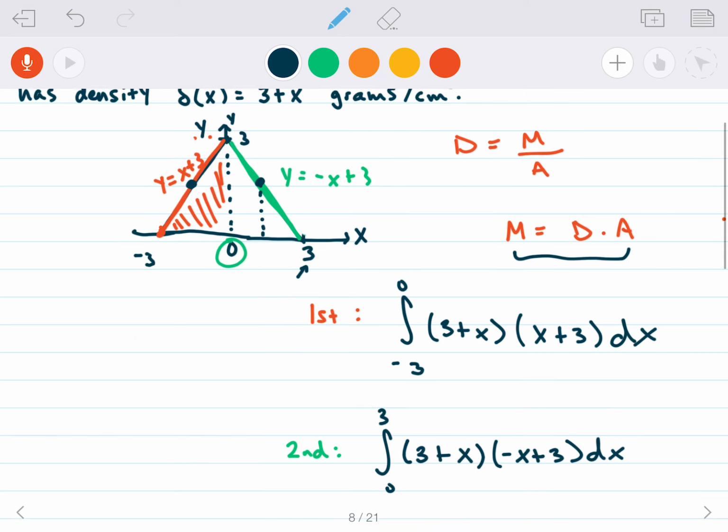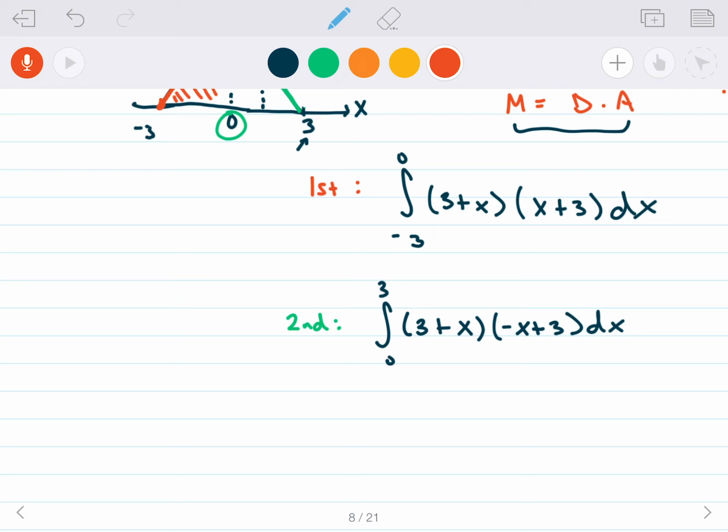All right, so let's go ahead and do this. Let's do the first one. So here, if we FOIL this thing out, this is going to be negative 3 to 0, and then we get first: 3 times x. Outer is 9, inner is x squared, and last is 3x. Just expanding that guy. Then combining like terms, we get x squared plus 6x plus 9. So let me rewrite that. x squared plus 6x plus 9.